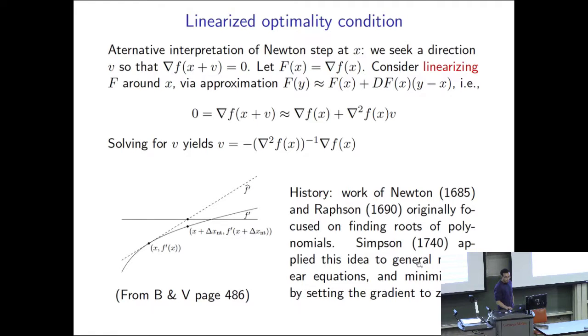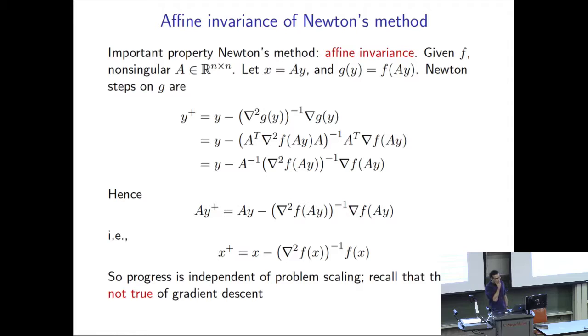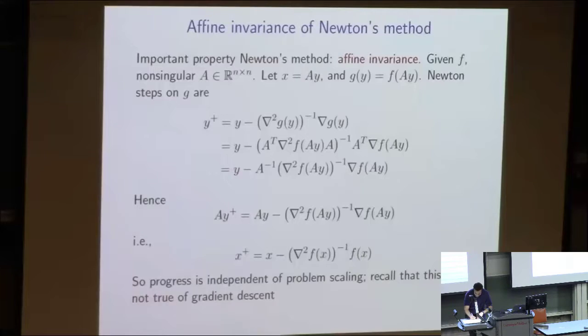There's a very important property of Newton's method, and that's that it's affine invariant. This is a distinguishing property between Newton's method and gradient descent. The property is precisely as follows. Suppose you're running Newton's method on, let's say, some function f.